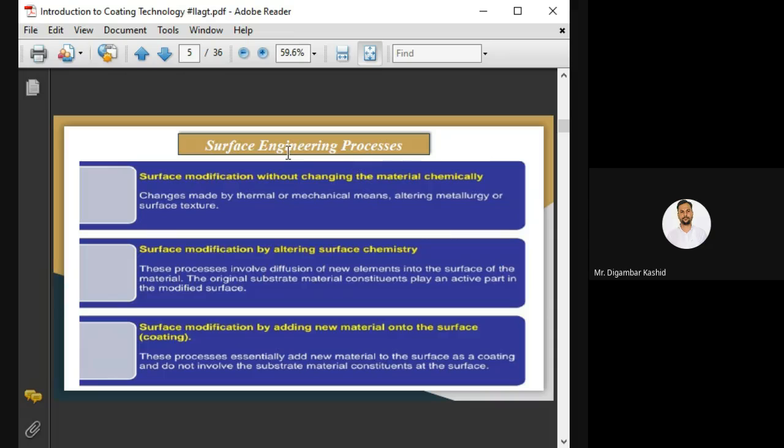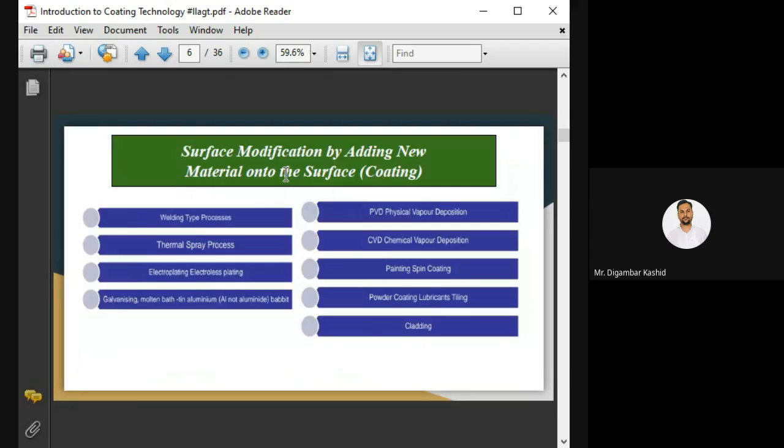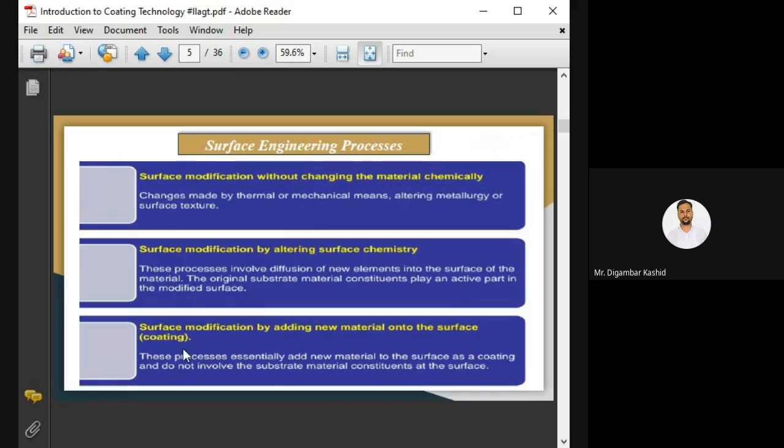Okay, so far I have been talking about surface engineering in general. We have not yet started our coating technology. Now we have to concentrate on this third group, that means the surface modification by adding new material onto your surface.